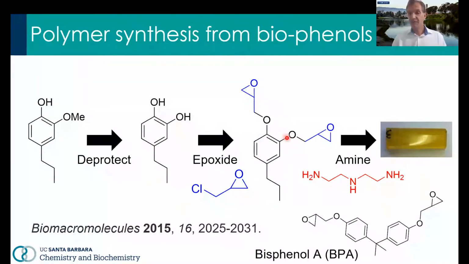This diepoxide is very interesting because it's very similar to BPA. So all kinds of material that we make from bisphenol A, we can make from this epoxide by cross-linking with an amine. This is an example of a cross-linked thermoset that we made from this lignin phenol product.